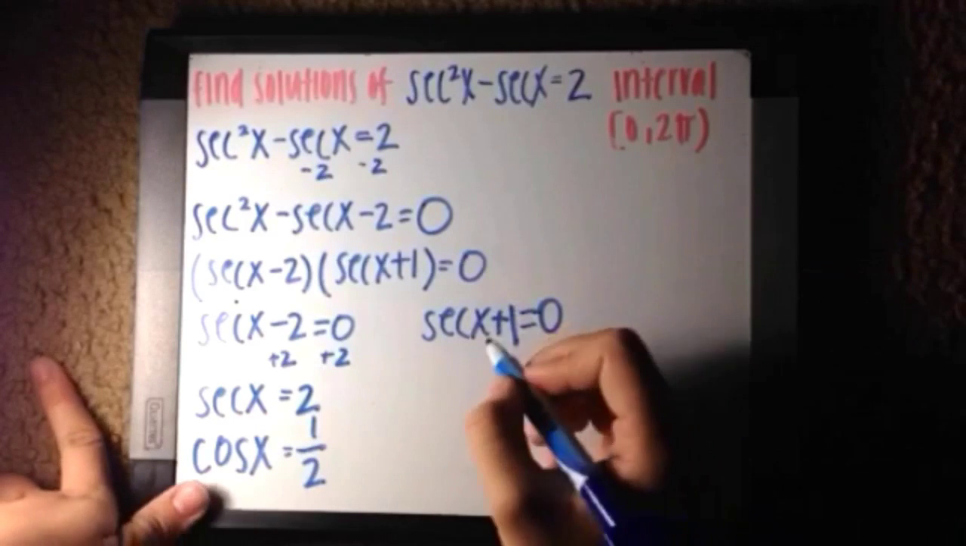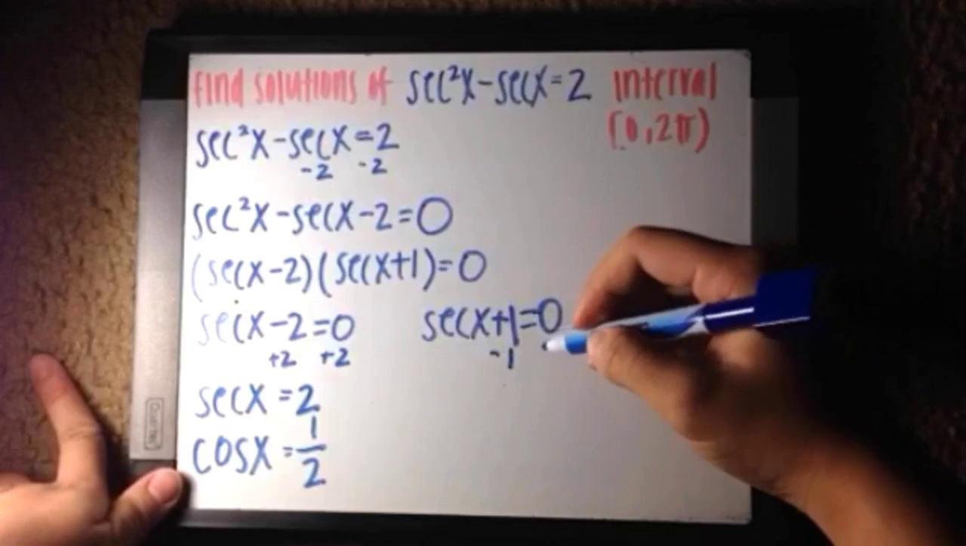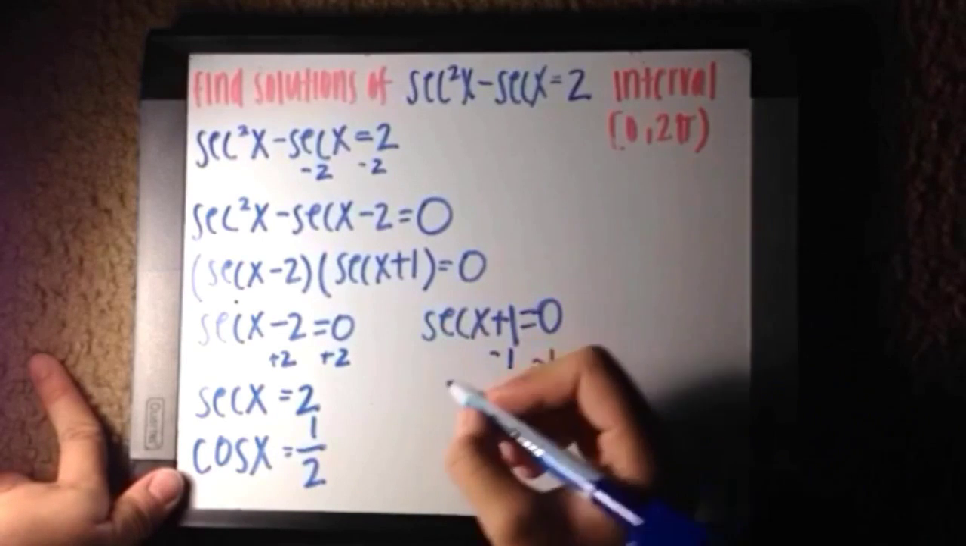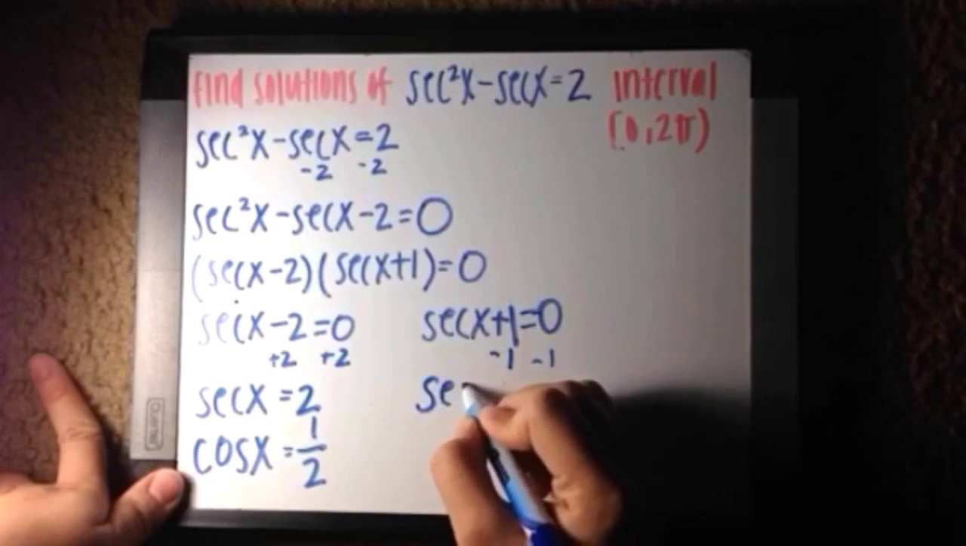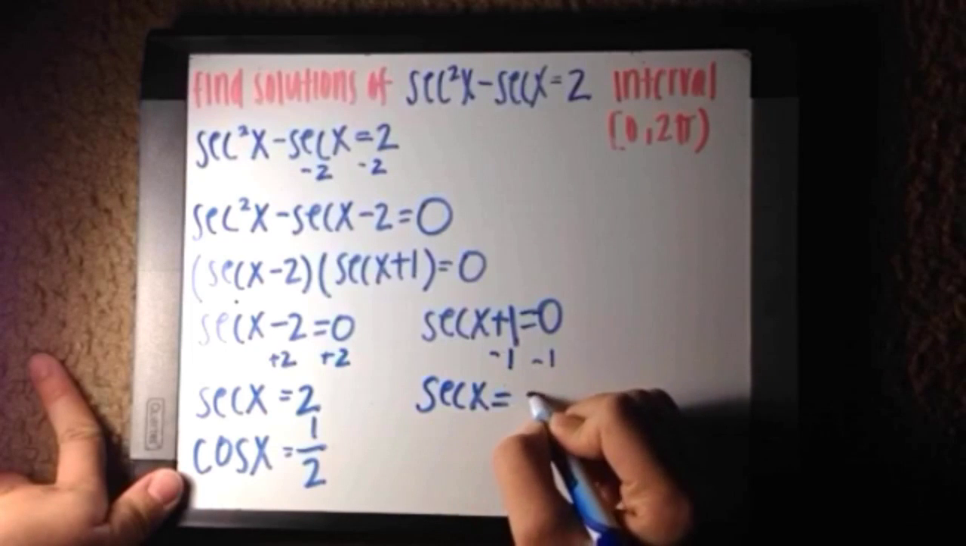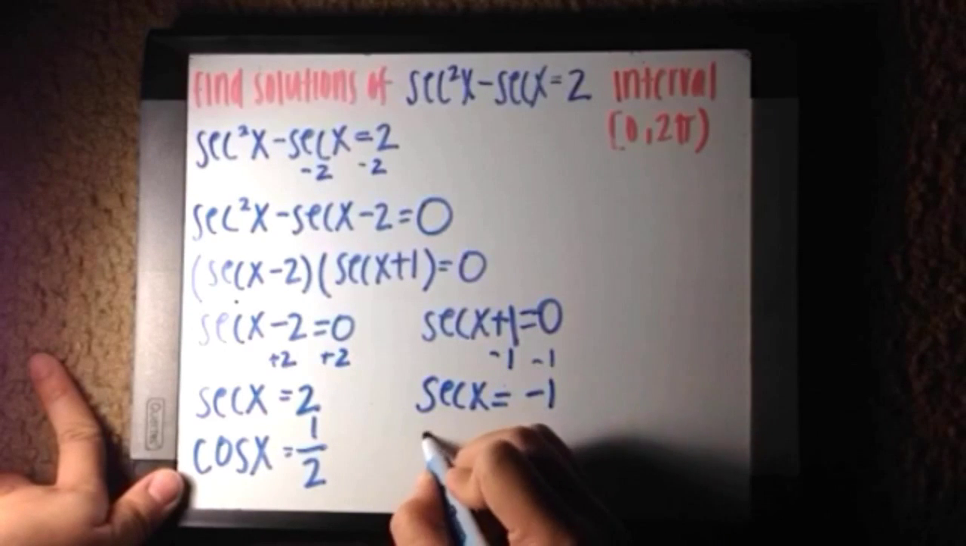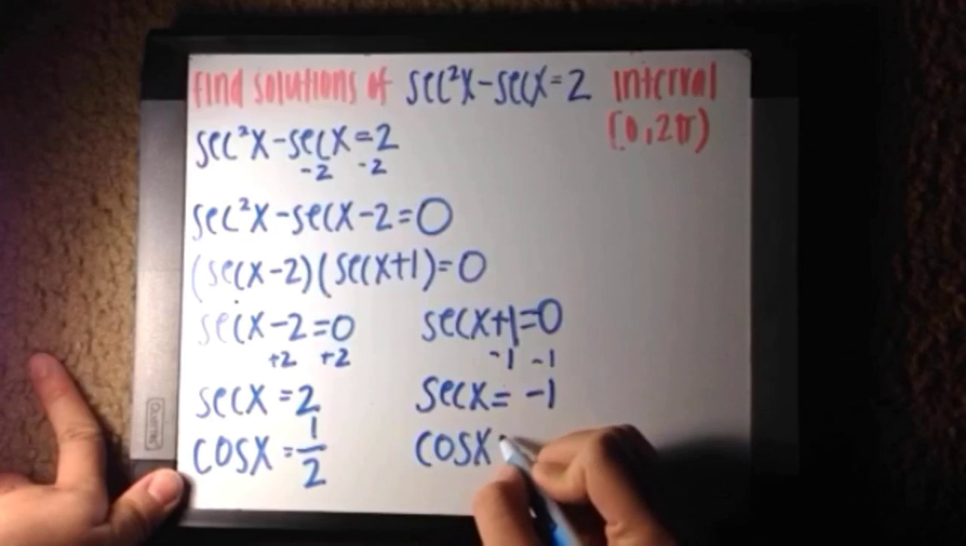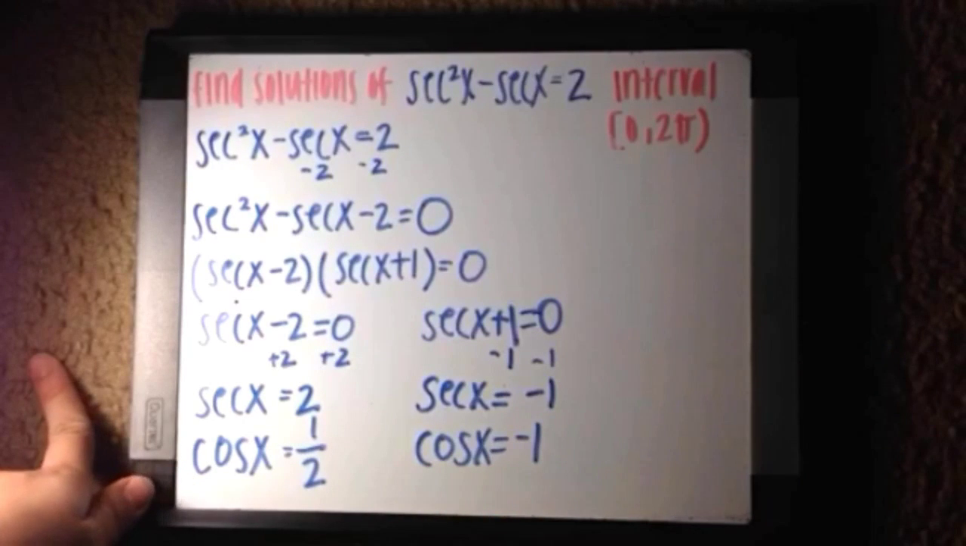Now at secant x plus 1, we are going to subtract 1 from both sides. So secant x is equal to negative 1. And cosine x is equal to 1 over negative 1, which is negative 1.